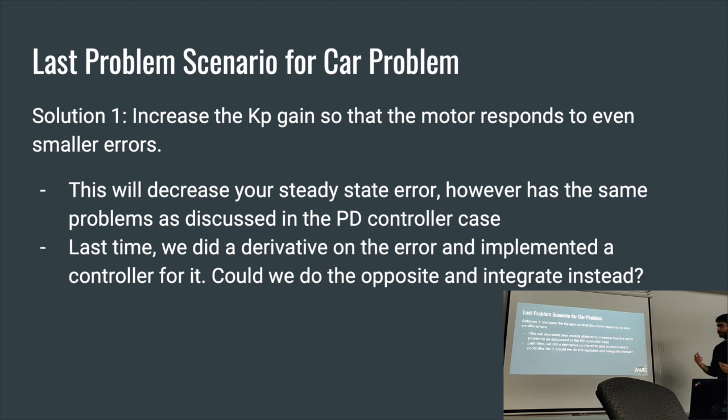So we're looking to decrease steady state error, and as I mentioned, increasing KP has the previous problems. We implemented a derivative controller last time. Maybe we can go backwards and do something with integration.